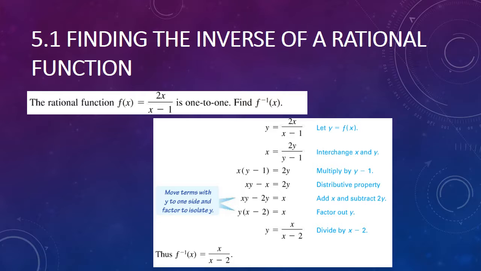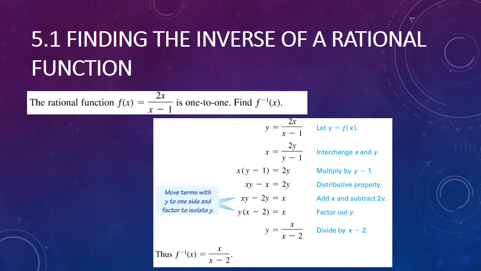So we start like we start any other inverse. We swap the x and y out. So we have x equals 2y over y minus 1. Our natural inclination is to get rid of the denominator, and that's a good idea. So let's multiply both sides by y minus 1. And then we're going to distribute. So we have xy minus x equals 2y.